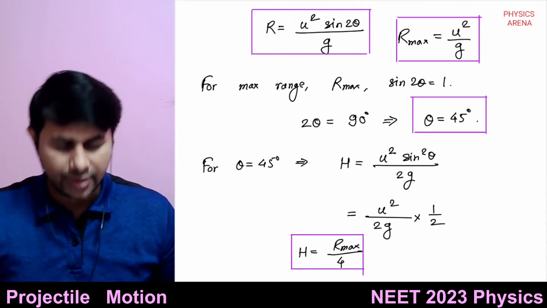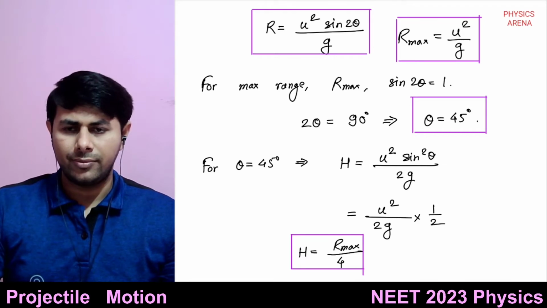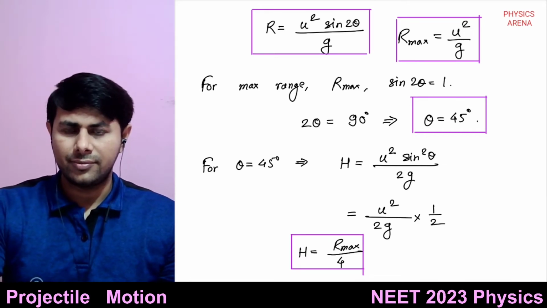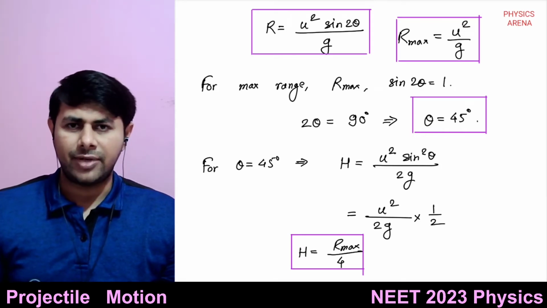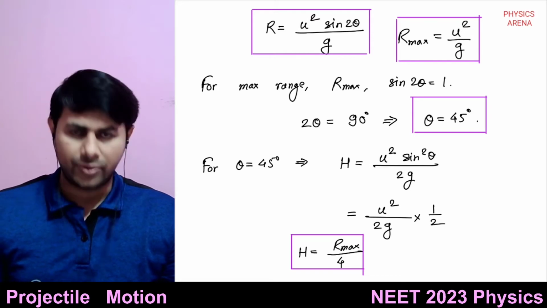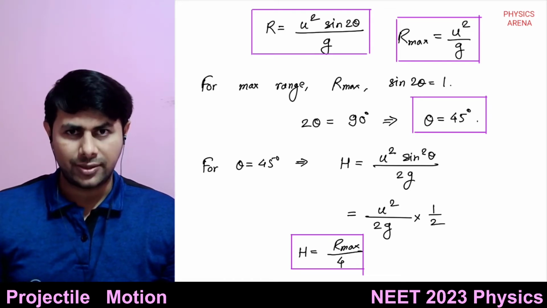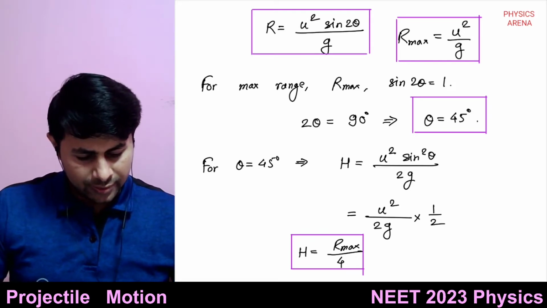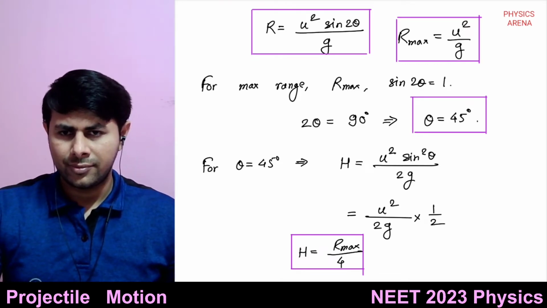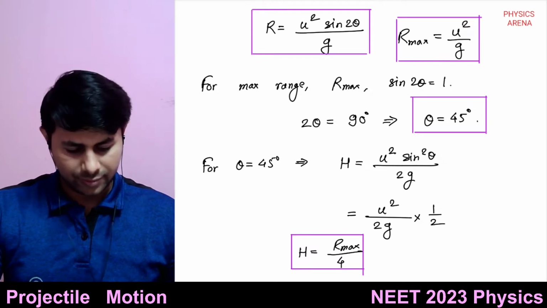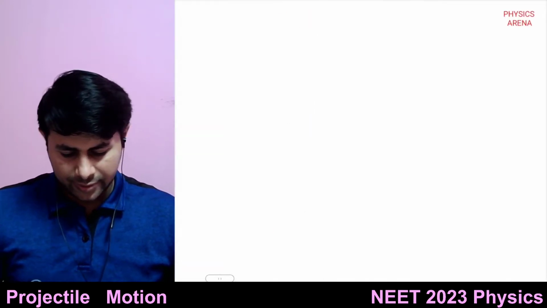H is equal to what? R max divided by 4. This is clear? Yes, sir. Okay, so height will be range divided by 4, maximum range divided by 4, when you throw it at 45 degrees. Okay, clear, Preeti? Yes, sir. Okay, good.